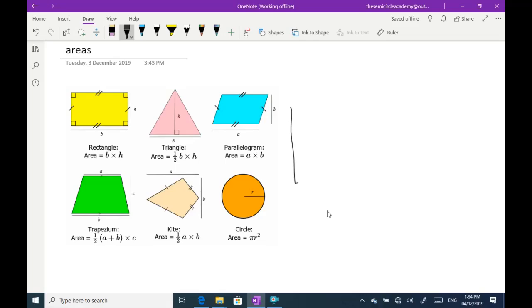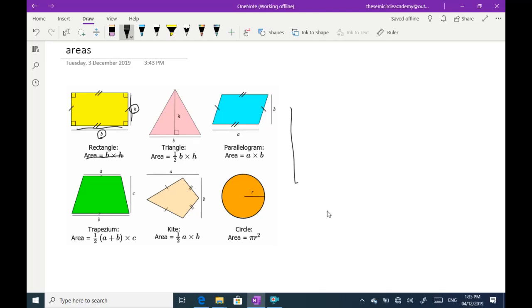You can see with perimeter we had to add all of the sides, but with area we just have to take one side and multiply it by the other side. So in this case, this rectangle here, this long side is B and the short side is H. So the area of the rectangle is B multiplied by H. So it's just side multiplied by side.